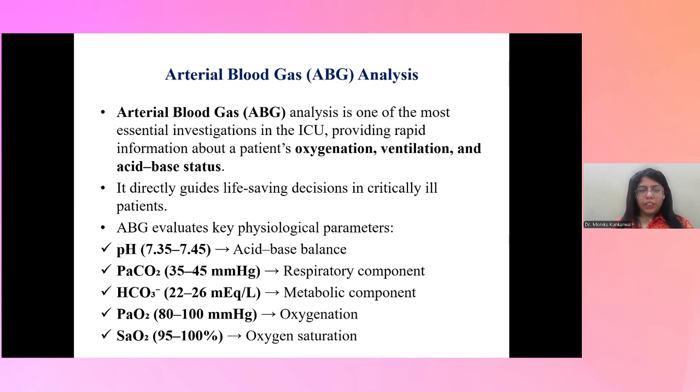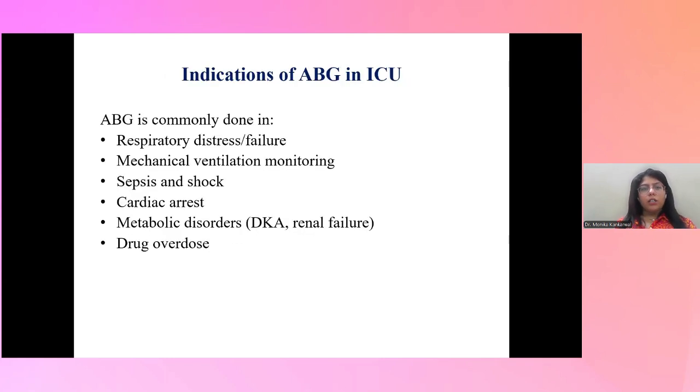Partial pressure of oxygen ranges between 80 and 100 mmHg, and it tests the oxygenation status of the patient. And lastly, the saturation of oxygen, which is in percentage, normally ranges between 95% and 100%. So now, why is the ABG done?